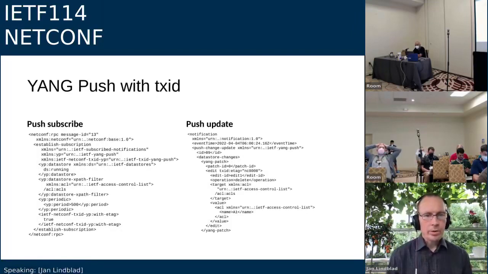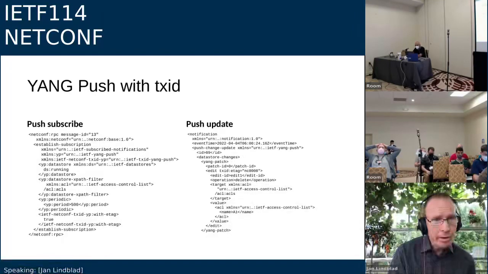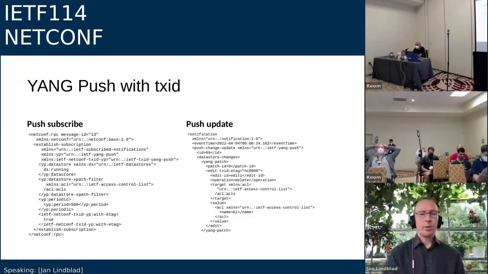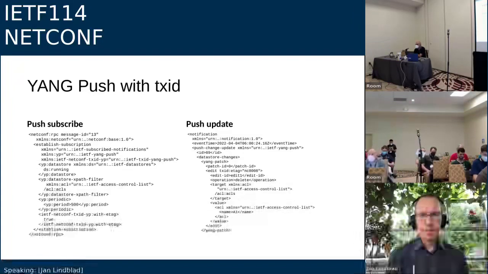So here, colors went away. I don't know exactly what happened with them, but on the bottom, you can see on the left side under push subscribe, near the bottom, ietf-netconf-txid-yp:with-etag true. That is how a YANG Push user would enable transaction IDs for YANG Push for this particular subscription. So it's just a simple leaf that is added to the subscription to get this functionality.